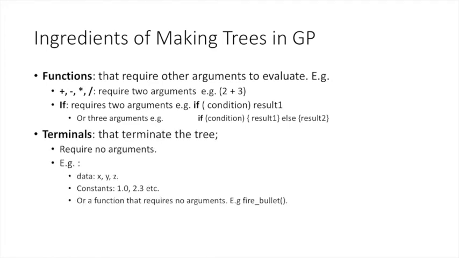These elements are called terminals or the terminal symbols. The examples of terminals are input variables like x, y, and z, or constants like 1.0 or 2.3, or even other functions that require no inputs or no arguments. For example, if you are evolving a game-playing agent, a function that simply fires a bullet without considering any input will act as a terminal. Whenever we place a terminal in a node, the tree cannot grow any further. You can go back to the last slide to verify that.